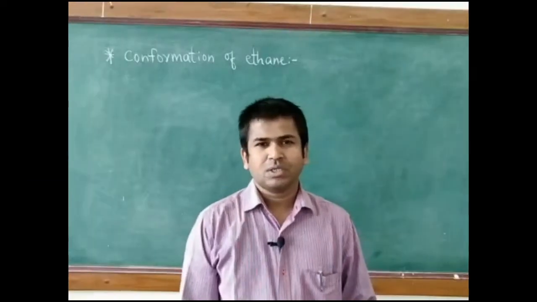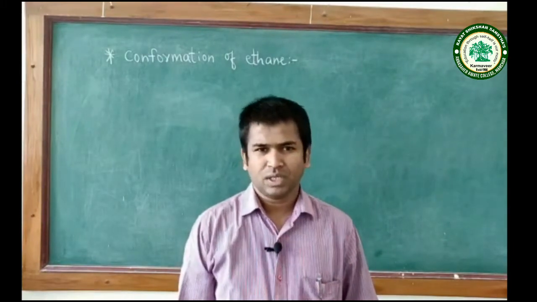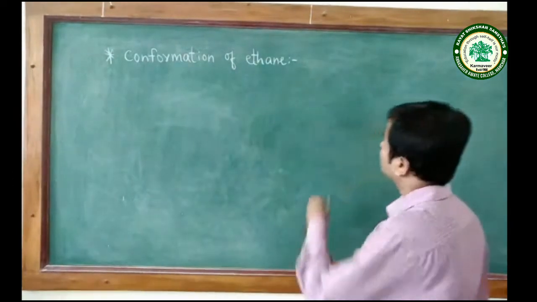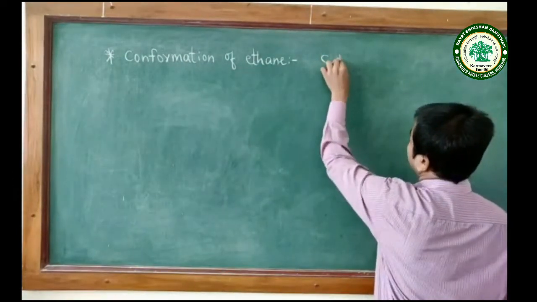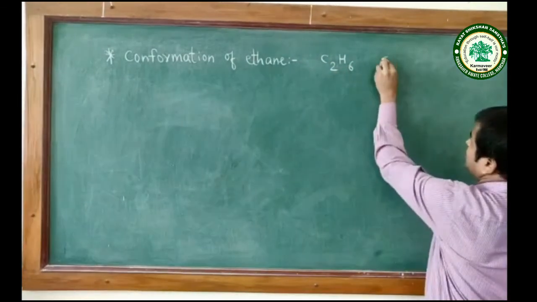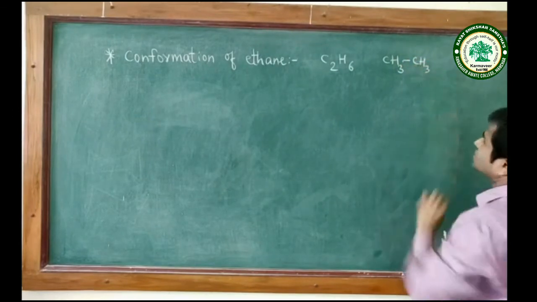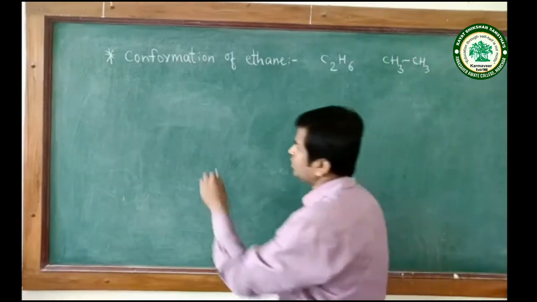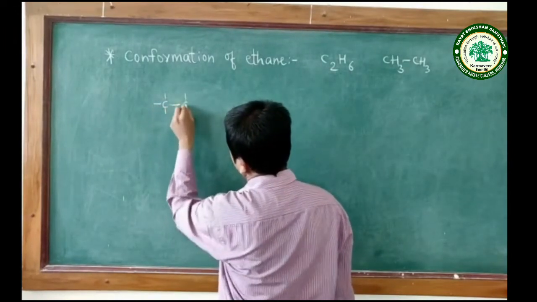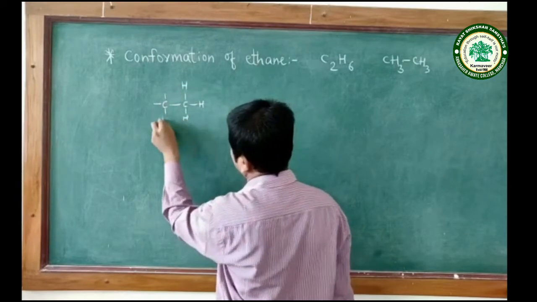Good morning, dear students. Today we discuss the conformation of ethane. Molecular formula of ethane is C2H6. Generally we write ethane as CH3CH3. The structural formula of ethane is like this. This is the two-dimensional structural formula of ethane.